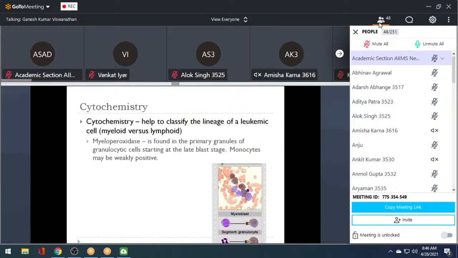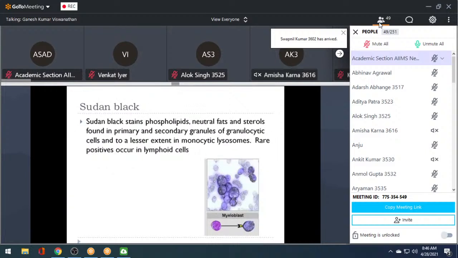Coming to the lab investigations, once we have seen these cells under the microscope, we do certain special tests. So one is cytochemistry. Cytochemistry is basically you use certain special techniques on the slide to see what type of cell or lineage the blast belongs to. So we commonly use a stain called myeloperoxidase staining. Myeloperoxidase staining identifies the myeloid cells. So if it is positive, it is called AML. If it is negative, it is called acute lymphoblastic leukemia.